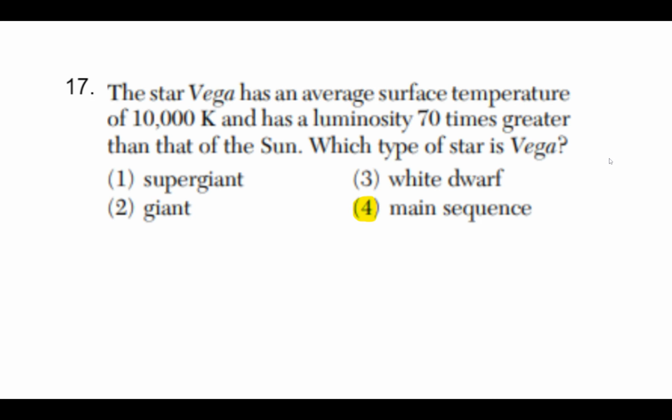Number 17, the star Vega has an average surface temperature of 10,000 Kelvin. Kelvin is a unit we use for temperature for celestial objects, and it has a luminosity 70 times greater than that of the Sun. Which type of star is Vega? The correct answer is 4, main sequence.